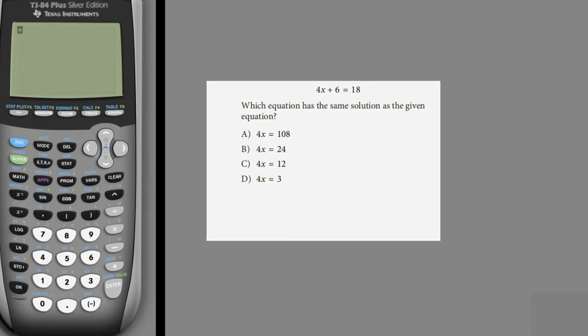First, the question says which equation has the same solution as a given equation. So let's solve this manually first before I show you how I can do it on the calculator. It's very easy with the manual method. Okay, so let's go ahead, guys, let's experiment.